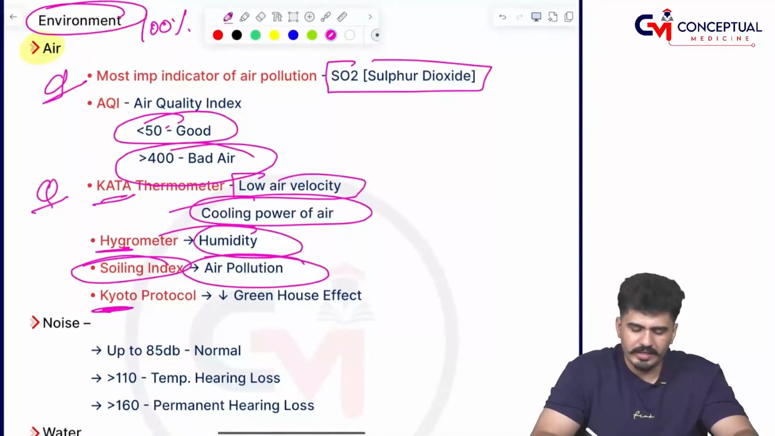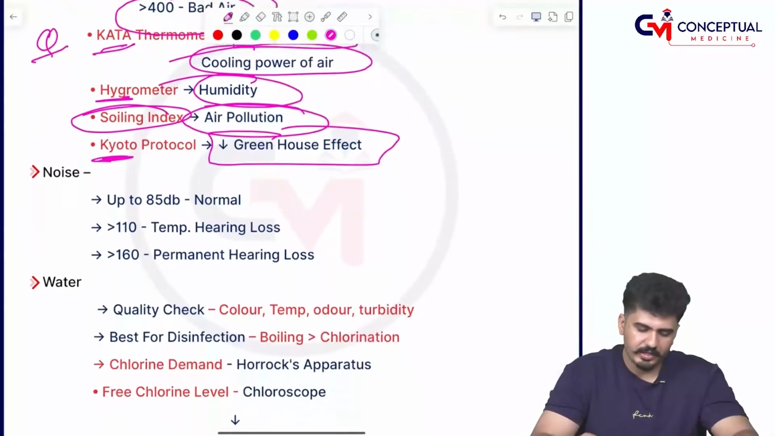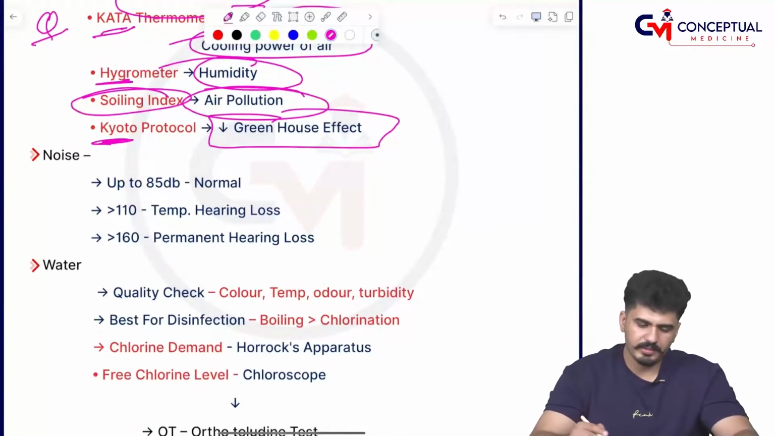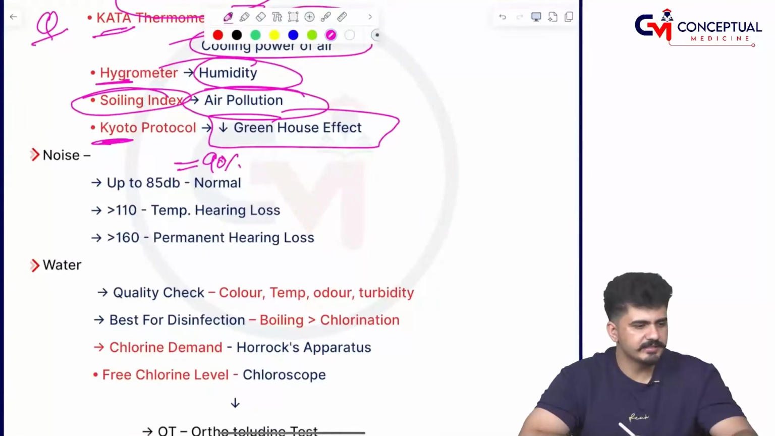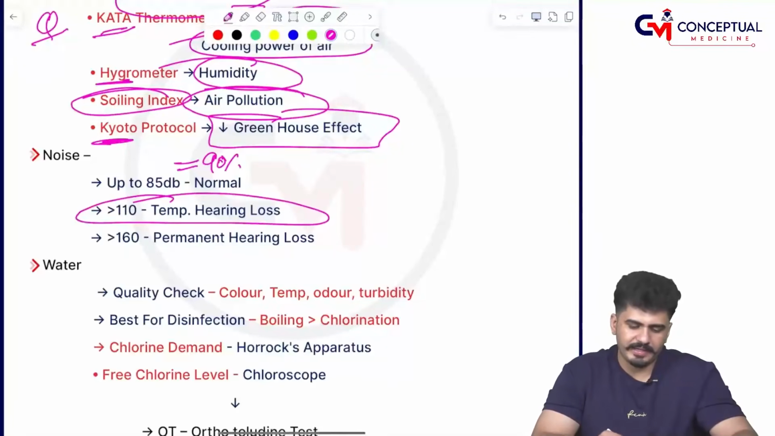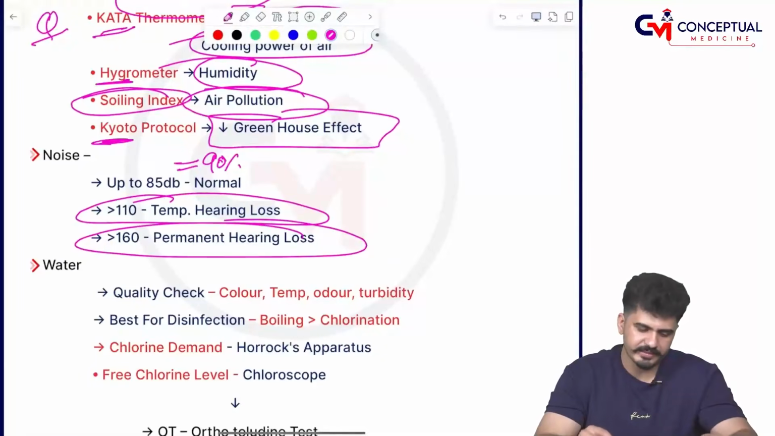Kyoto protocol, decrease ग्रीन हाउस इफेक्ट के ऊपर एक टोक्यो के अंदर कॉन्फ्रेंस हुई थी जिसमें ग्रीन हाउस गैसेस को कम करने के लिए काम किया गया था. Now let's talk about the noise. Up to 85 decibel it is considered normal, but these days 90 decibels in the factory workers etc., for 5 days in a week for maximum 8 hours in a day. More than 120, 110 temporary, 160 will be permanent hearing loss where hair cells are getting damaged.